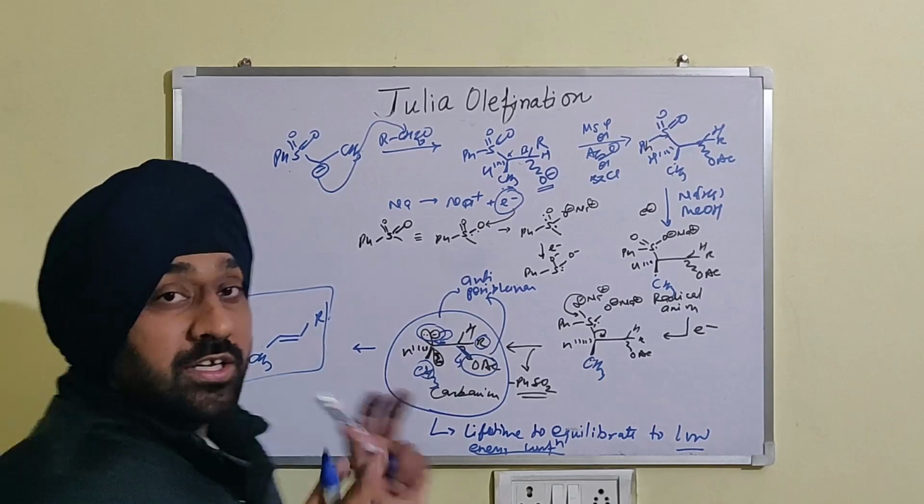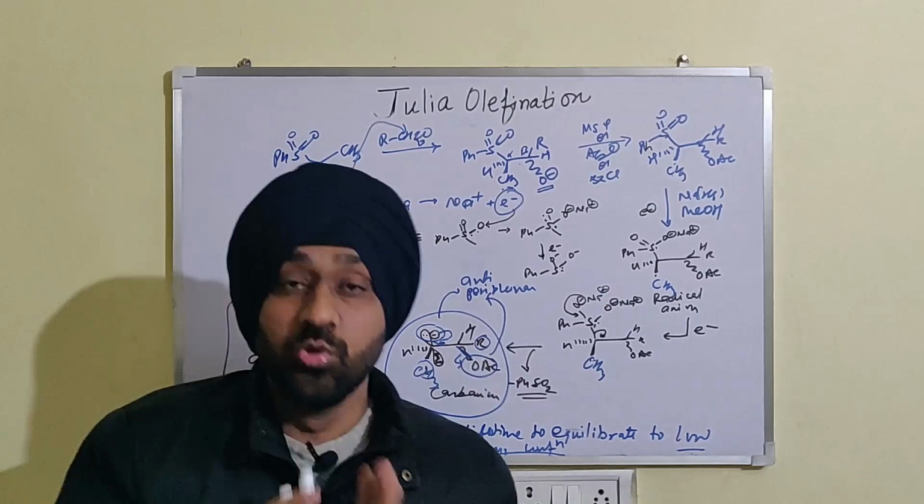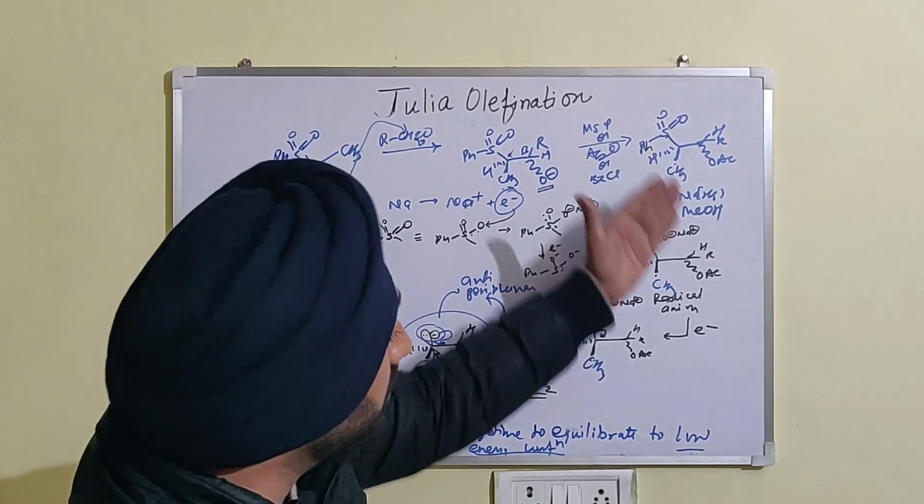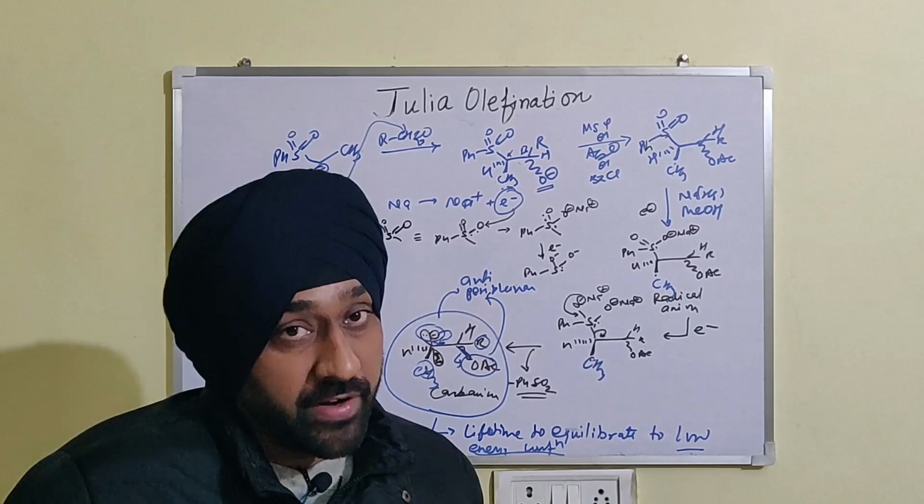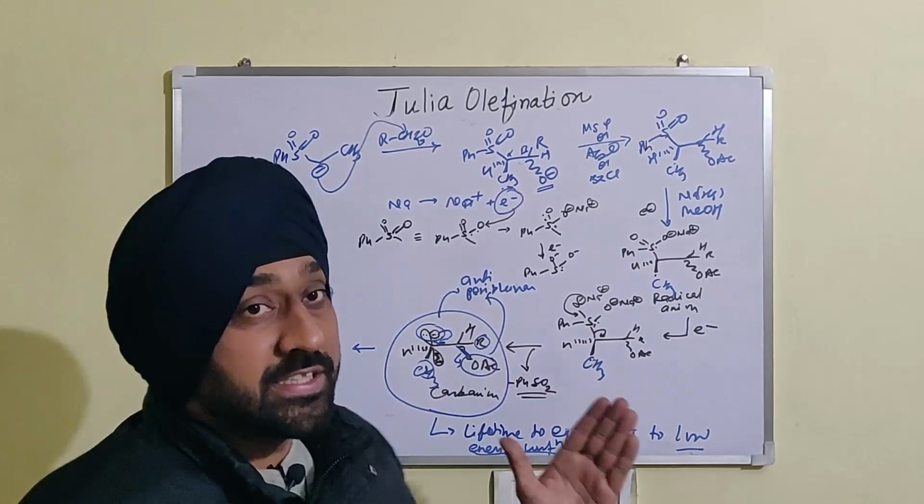So what is the most important thing in the case of Julia olefination that we have learned from this mechanism is how the electron is added on to the sulfones, which is what you should be aware of. आपको याद होना चाहिए, क्योंकि कभी कभी एग्जाम के अंदर यह भी पूछा जाता है, मैकेनिज्म आपको दिखा दिया जाता है और पूछा जाता है किस तरह से एलिमिनेशन हो रहा है.